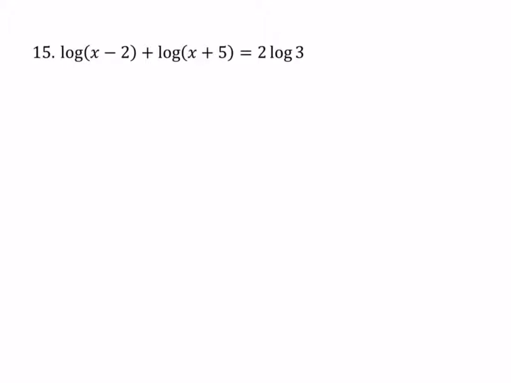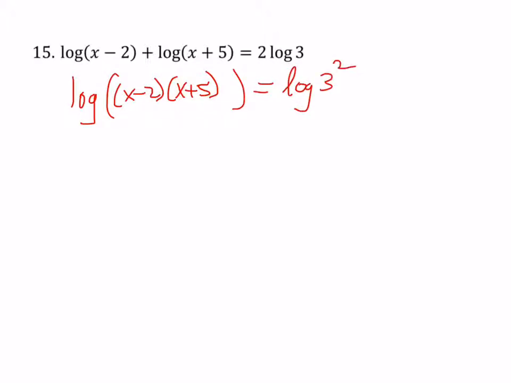Number 15, a very similar problem here. We're going to combine them using our product rule. So we have (x minus 2) times (x plus 5), and this would be log of 3 squared, very similar. Cleaning this up, we notice first of all they're both logs, and there's nothing extra out front, nothing being added, no constants. So this is just going to be (x minus 2) times (x plus 5) equals 3 squared.